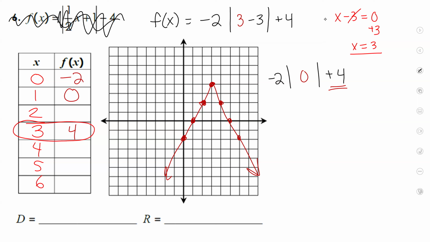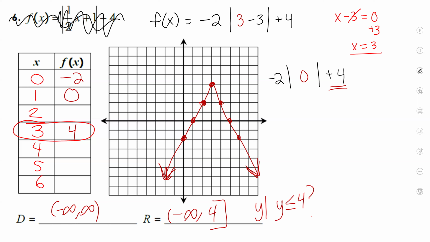Is it still left to right with arrows? Okay, so this is still negative infinity to infinity, but my range is a little bit different. Where's the bottom? Yep, the bottom has arrows. It's going down, so this is negative infinity. And where's the very top? 4. So that is your range. If you wrote this in set notation, everything is below 4. If you did set notation for this one, it would be all real numbers for the domain.